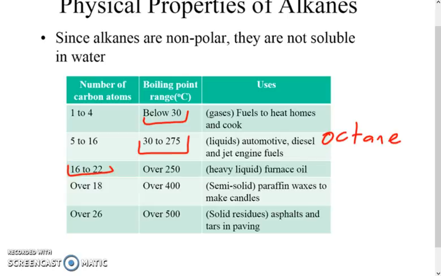If we got over 18, we have a very high boiling point range. So this is where it tends to be semi-solid, and the example of this would be candles. Now, if we've got over 26 carbons, then we've got a very high boiling range. And this is an example of things that are involved in asphalts and paving.